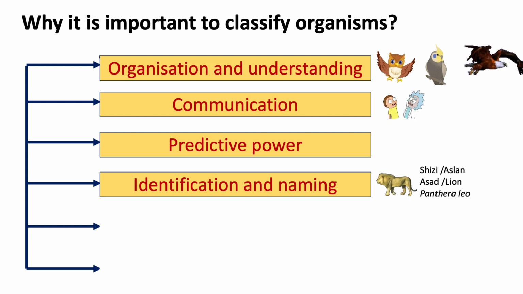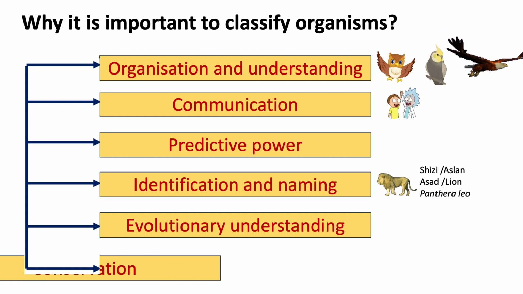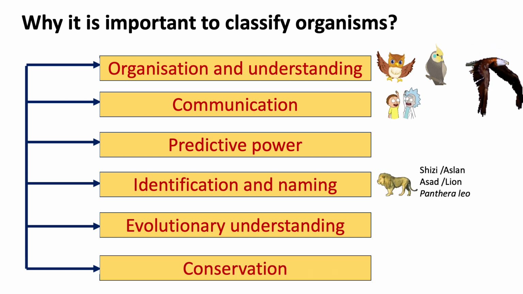Number 5, evolutionary understanding. By examining similarities and differences between species, scientists can understand how different groups of organisms are related to each other. Number 6, conservation. Classifying organisms helps identify endangered species and prioritize conservation efforts.